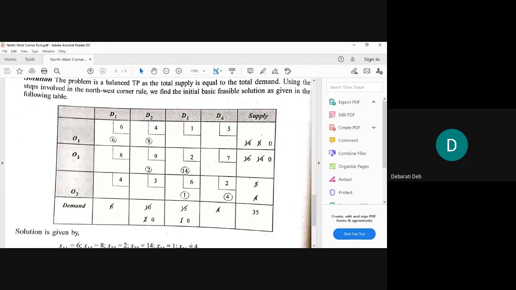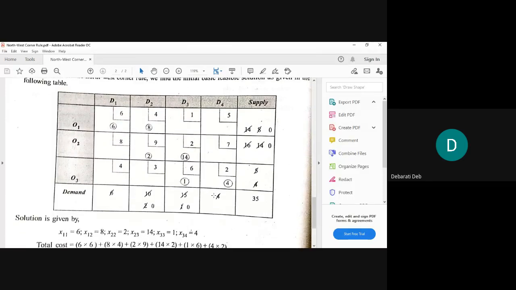Now we are in the box O3D4, right? Then we are comparing how much? We are comparing 4 in this demand side, that is column total, and the row total was now 4, because out of 5, 1 was exhausted, 4 was left. So 4 and 4, see, it matched. So we will assign 4. It is exactly matching. Understood?